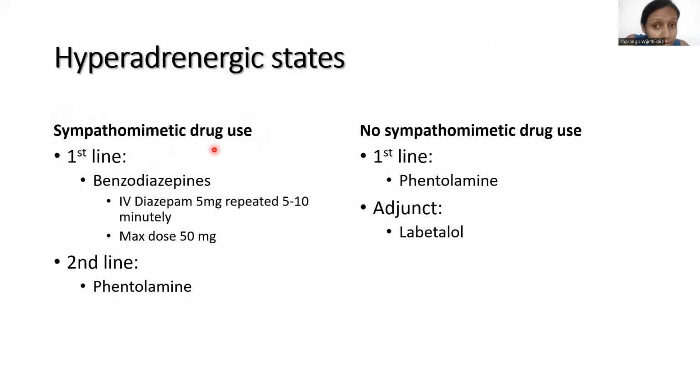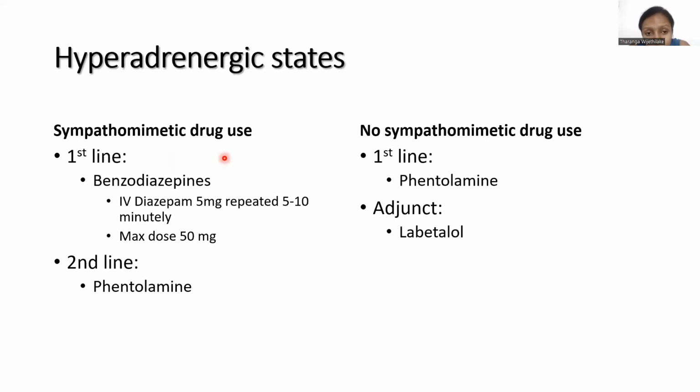Sympathomimetic drugs have quite a lot of effects on the body, one of which is hypertension, malignant hypertension, or severely elevated blood pressure, or hypertensive emergencies. One of those is acute myocardial infarction, and another one is aortic dissection. What we must remember is the first line of treatment is actually benzodiazepines for most of these conditions. We generally don't use benzodiazepines in our hypertensive management.